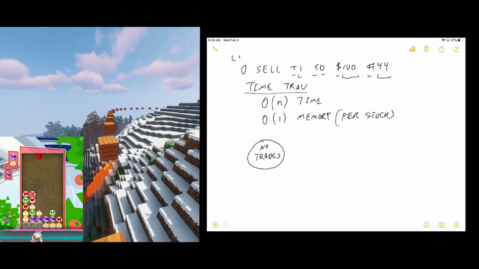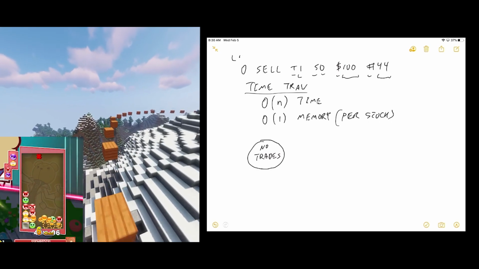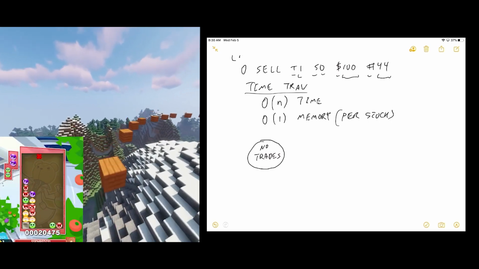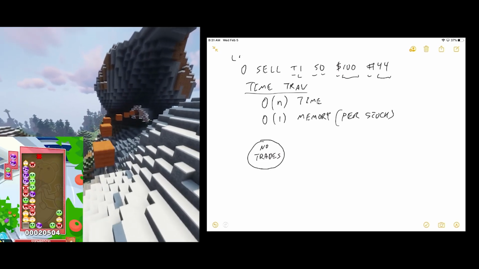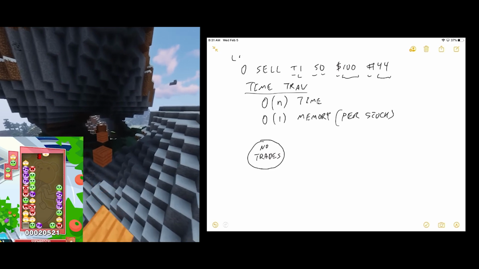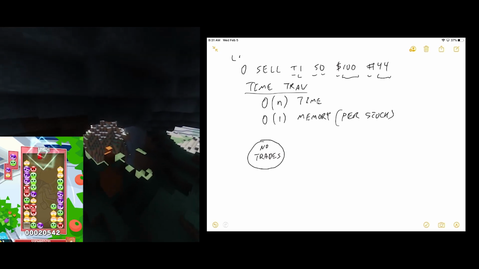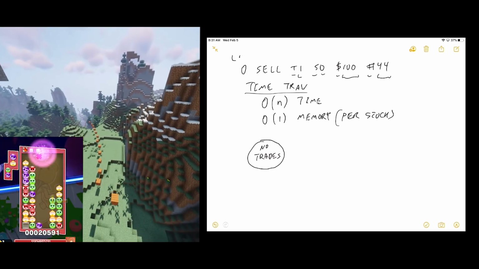So at first, the time traveler has seen nothing. I show the time traveler a trade that says, someone would like to buy this stock. Well, that doesn't help the time traveler, because if someone wants to buy it, first the time traveler needs someone who's interested in selling it.